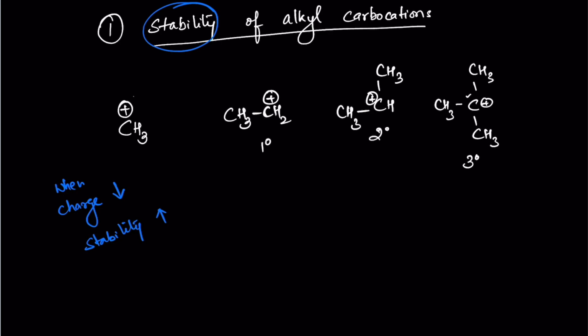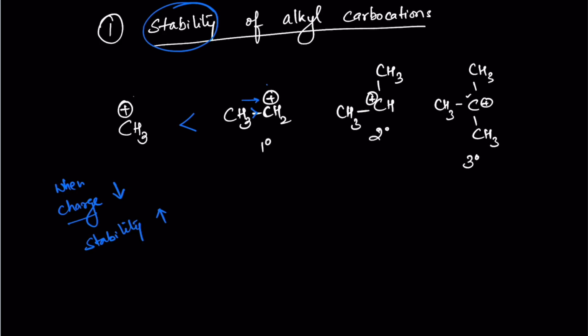In the methyl carbocation, there is no way to decrease this charge. In the ethyl carbocation, we have a CH3 group attached. This CH3 group will show a +I effect. Because of that, the electrons will be pushed towards the carbon with positive charge, and some of the positive charge will reduce. Since charge decreases, stability increases, so this will be more stable than the methyl carbocation.